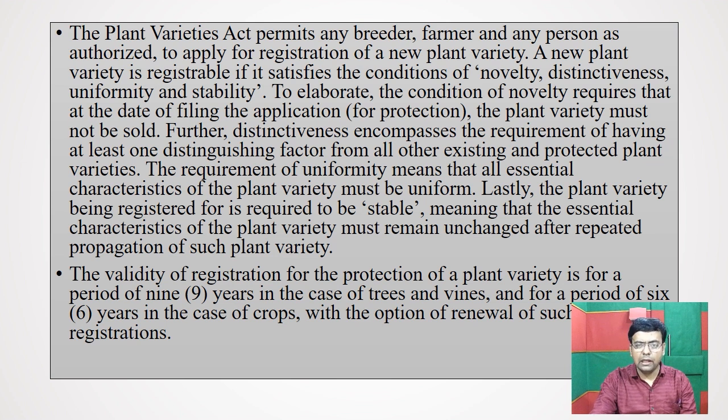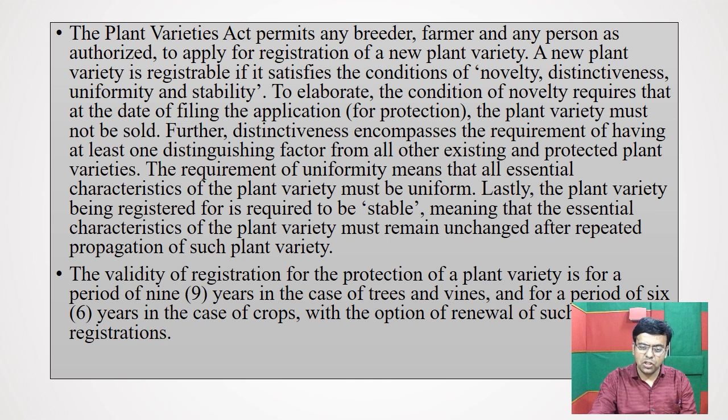The Plant Varieties Act permits any breeder, farmer, and any person authorized to apply for registration of a new plant variety. A new plant variety is registrable if it satisfies the conditions of novelty, distinctiveness, uniformity, and stability. To elaborate, the condition of novelty requires that at the date of filing the application, the plant variety must not be sold. Further, distinctiveness encompasses the requirement of having at least one distinguishing factor from all other existing and protected plant varieties. The requirement of uniformity means that all essential characteristics of the plant variety must be uniform. Lastly, the plant variety being registered is required to be stable, meaning that the essential characteristics of the plant variety must remain unchanged after repeated propagation of such plant variety.